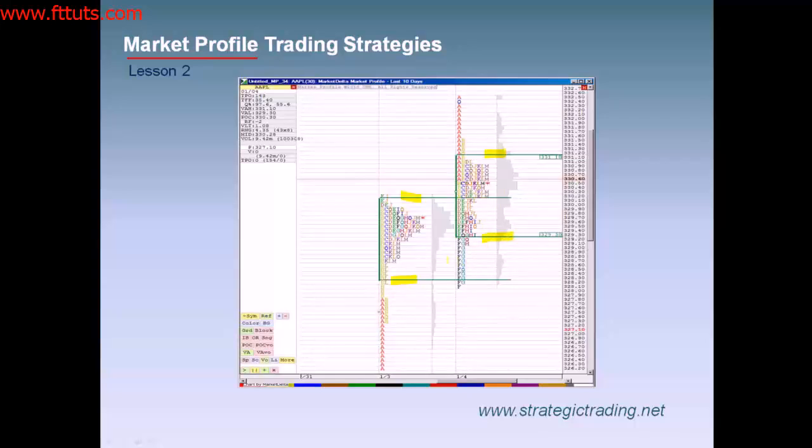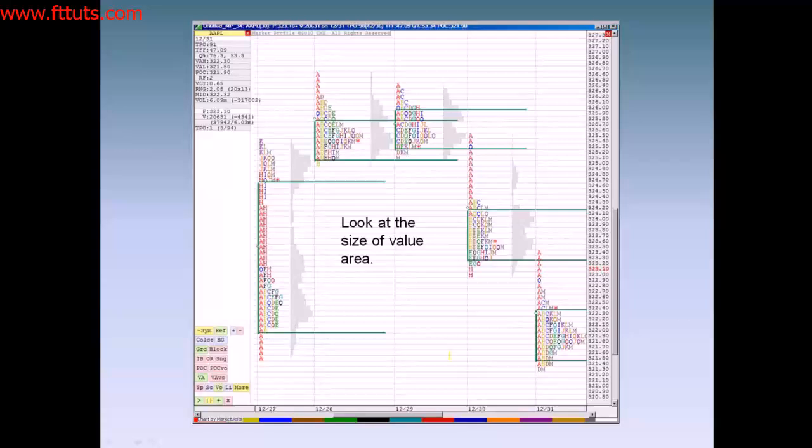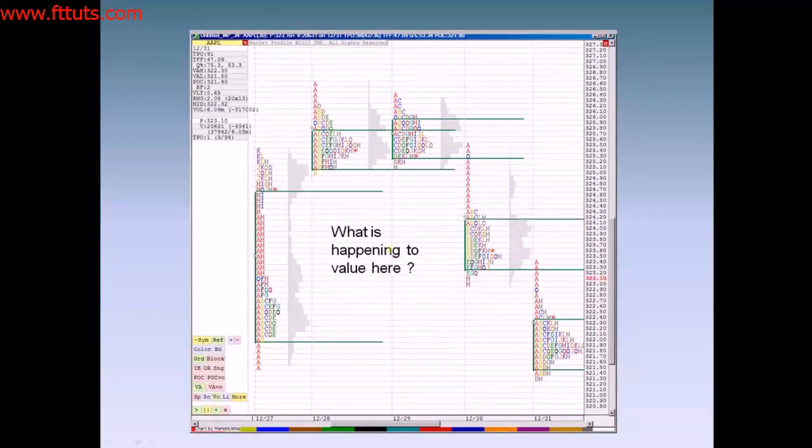Now I want you to see how each of these value areas are really quite different in shape and look from one another. That's all I want you to know at this point, that not all value areas look the same. Now here, look at the size of these different value areas. We're going to spend a lot of time together talking about value areas and interpreting what these mean and what is happening to value here. It really should not be difficult for you to see value is dropping on this chart. All right.